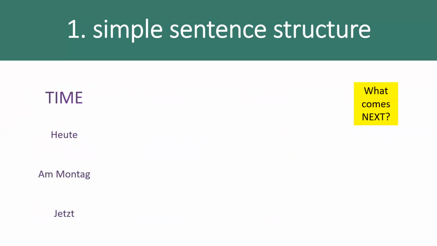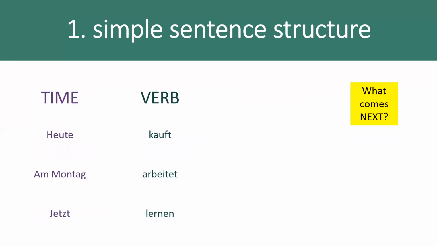Now let's do the same with the other sentences. So we have heute, am Montag, and jetzt. So that is your time expression at the beginning of the sentence. And what follows next? I'm sure you're all shouting out the verb. Das Verb kommt an nächster Stelle. Also, und das stimmt, das Verb kommt an nächster Stelle. Also haben wir heute kauft, am Montag arbeitet, jetzt lernen.